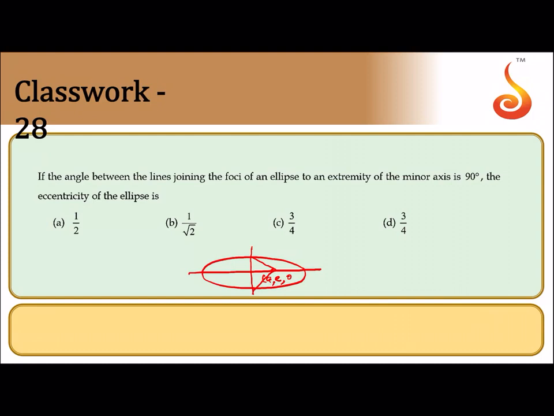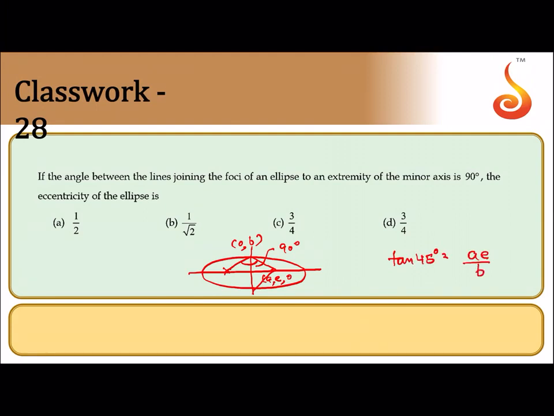The angle between the lines joining the foci of an ellipse to an extremity of the minor axis. This is one focus, this is another focus. This angle is equal to 90 degrees, because this point is (0, b). So it clearly indicates that this angle is 45 degrees.